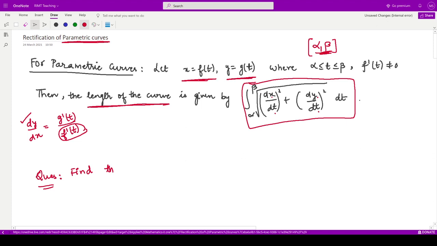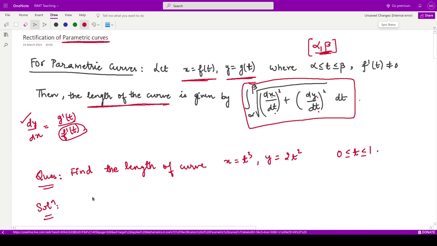So here the question is, find the length of the curve. The parametric curve that is given to us is x is equal to t cube and y is equal to 2t square, and t lies between the interval 0 to 1. So here we are to find the length of this curve. What is the formula? The formula is, we have to take the integration from alpha to beta of the square root of dx by dt whole square plus dy by dt whole square, and the integration is to be performed with respect to the parameter t.